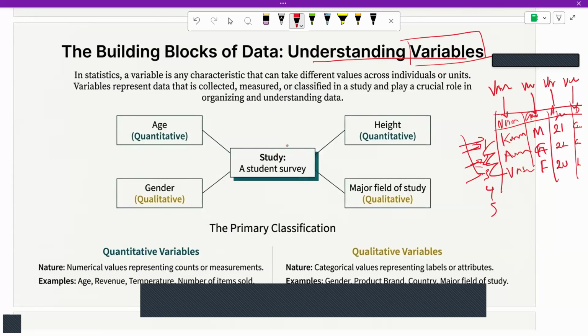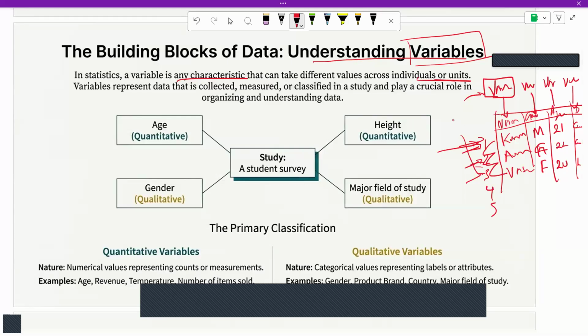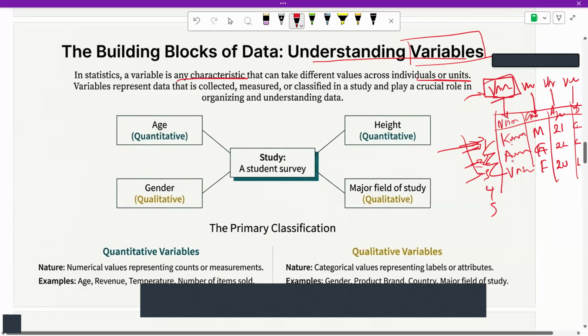In statistics, a variable is any characteristic that may take a different value across individuals or units. For example, here, observation number 1 is an observation. Kumar is a name. The variable name varies: Kumar, Anura, Vasanta.